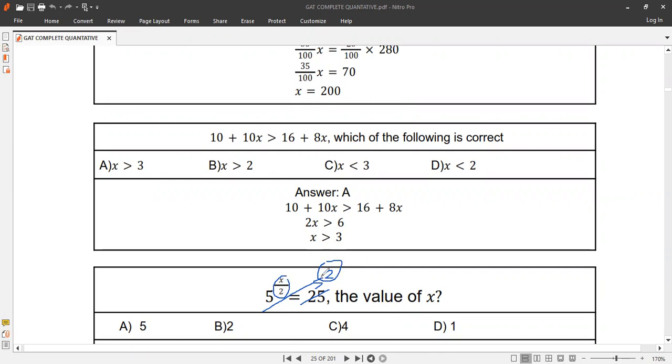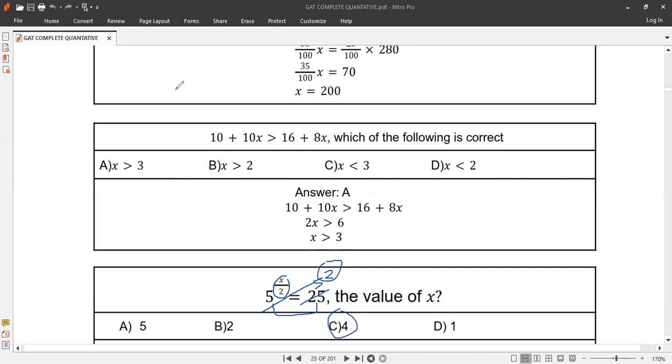What number I divide by 2? I get 2 directly. So guys, why I make the base 5? To have the same base the other side. So 5 over 2, 5 over x over 2. So x over 2 equals 2. So x equals 4.